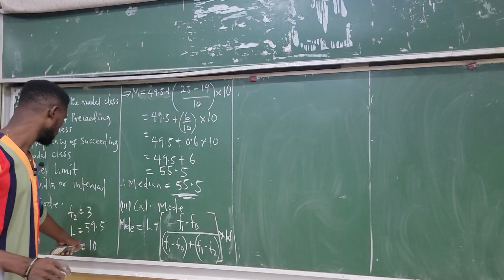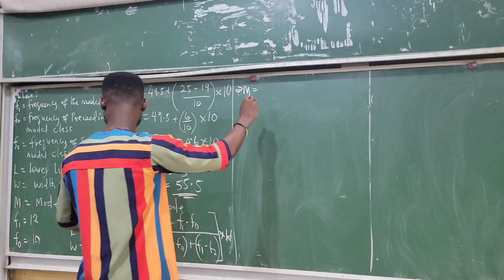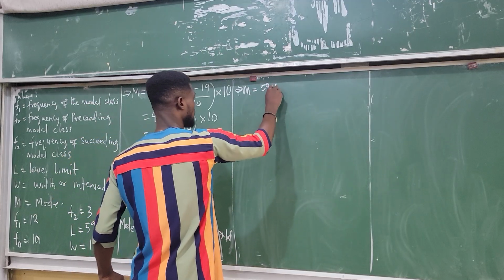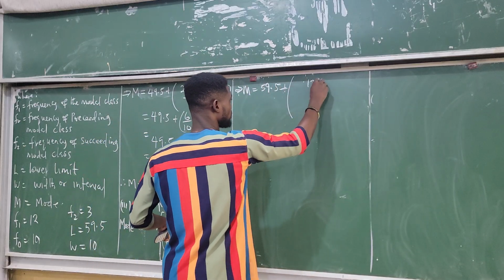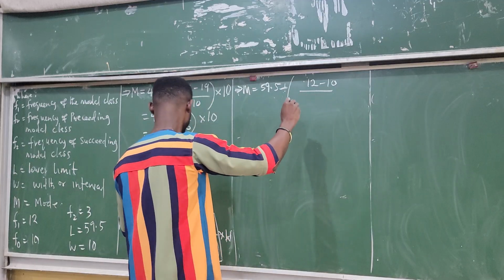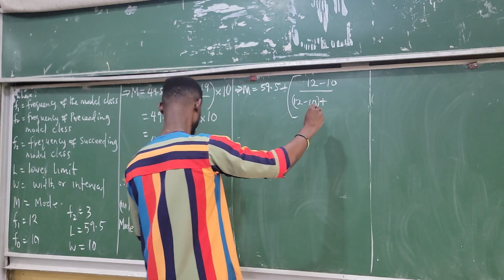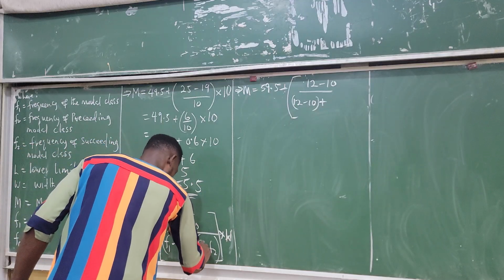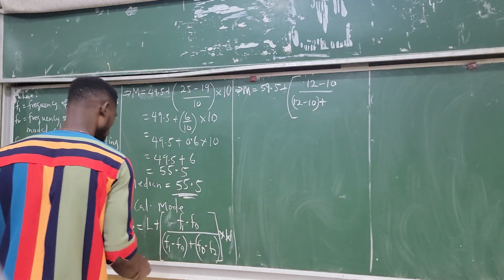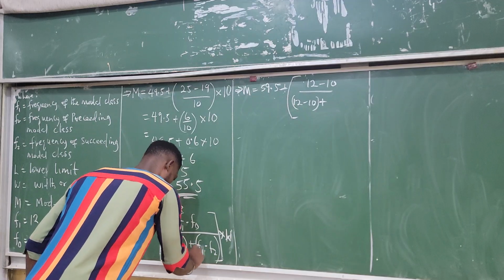So we substitute these values into this formula. Therefore, this implies that your mode is equal to L, which is 59.5, plus F1, that is 12 minus 10, divided by 12 minus 10, plus F0. Okay, that's F1, sorry, it's correct.